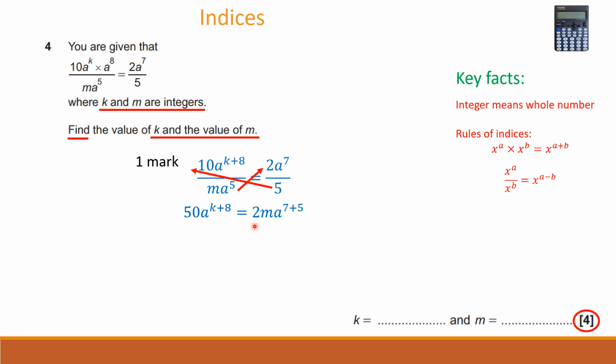Now from here, I've got a times by 2 and I've got an even number on the left hand side. So I'm going to divide both sides by 2. So dividing 50 by 2 gives me 25. The 2 disappears on the right hand side, leaving me with m.